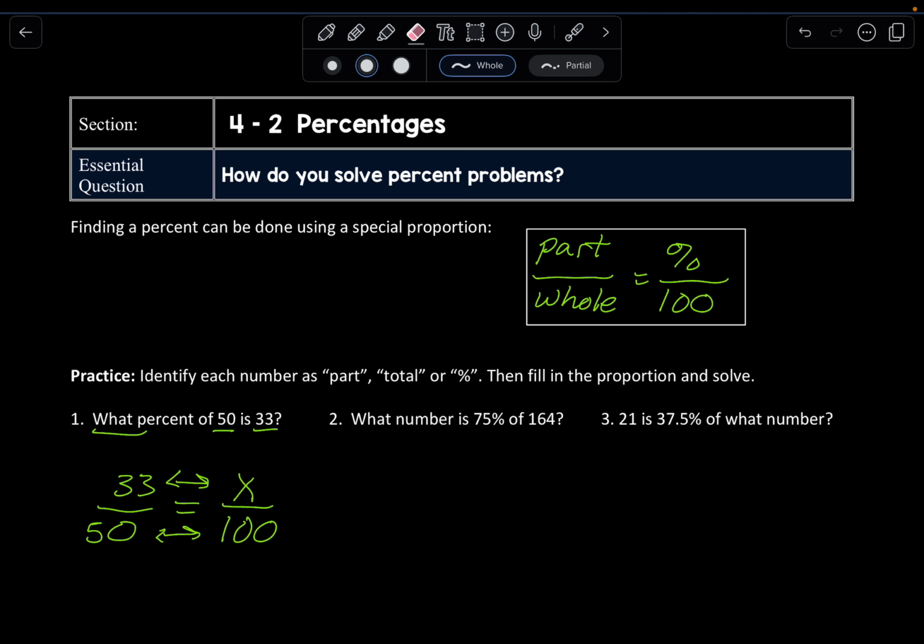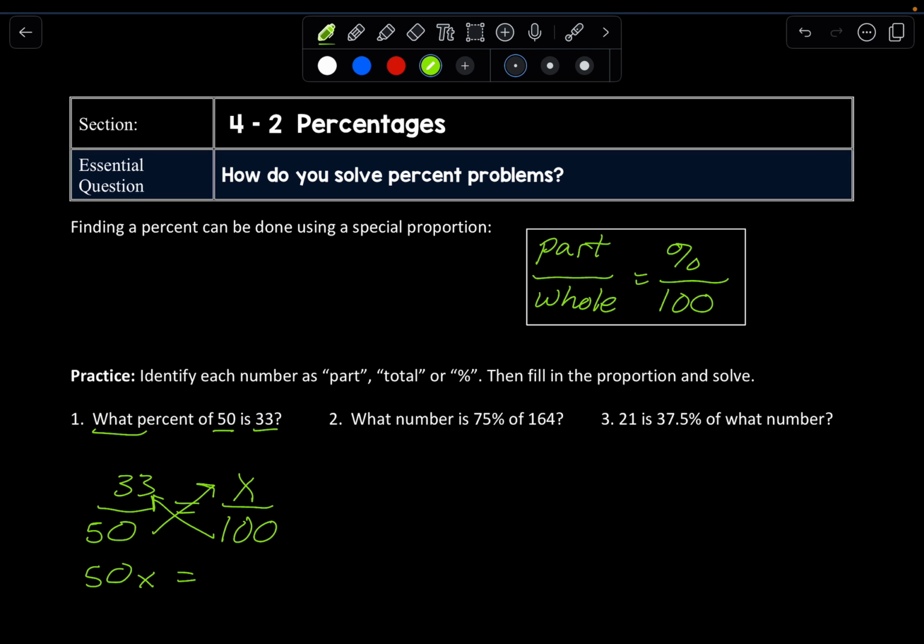Now I'm going to go ahead and get rid of these arrows here because that's confusing. Once we have this set up like this, we're going to cross multiply both directions. Hopefully we're comfortable with that over the course of the past couple days. This would be a good point to have a calculator if you don't already have one. What we can do is take 50 times x, that'll just be 50x, equal to 33 times 100.